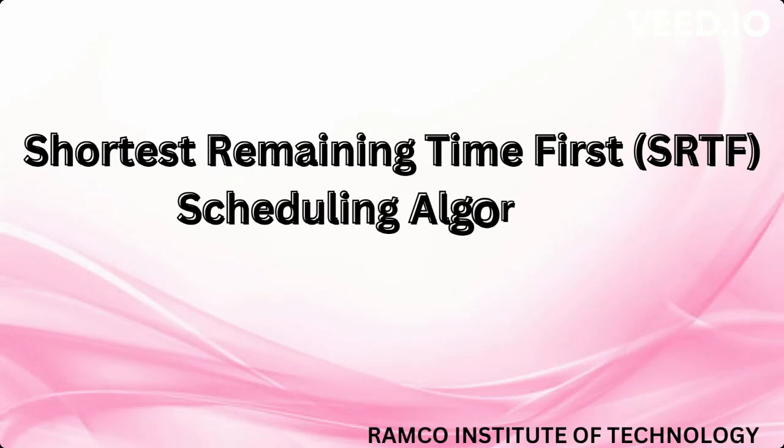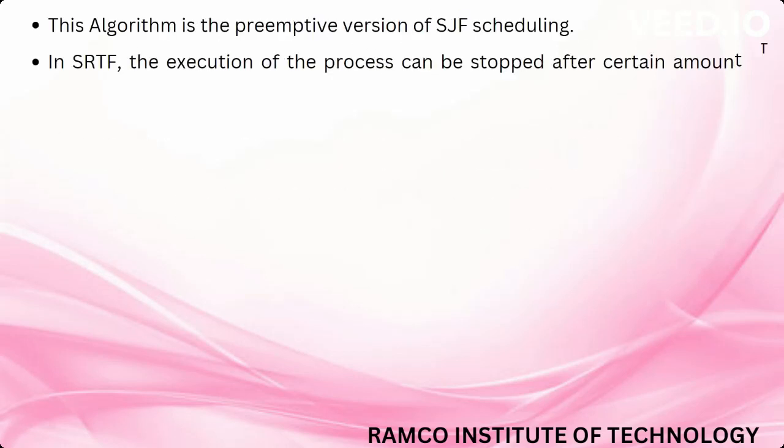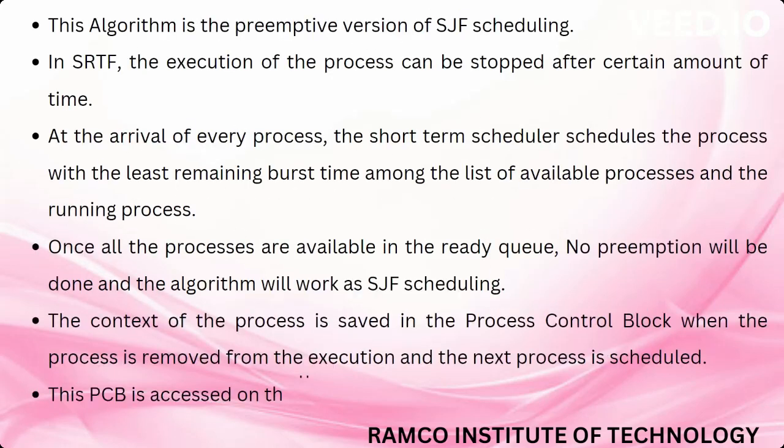So the next type of scheduling is the shortest remaining time first scheduling algorithm. It is also known as SRTF. This algorithm is a preemptive version of SJF scheduling. In SRTF, the execution of the process can be stopped after a certain amount of time. At the arrival of every process, the short-term scheduler schedules the process with the least remaining burst time among the list of available processes and the running process. Once all the processes are available in the ready queue, no preemption will be done and the algorithm will follow SJF, that is shortest job first scheduling.